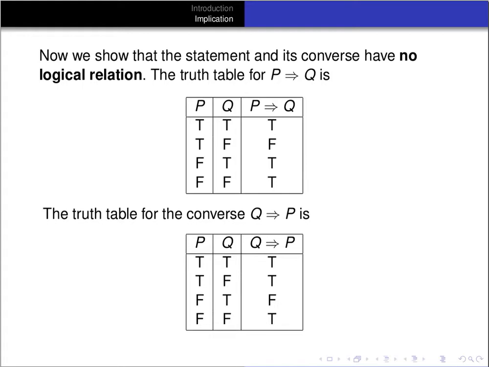But you can see there, if P is true and Q is false, the statement is false, but the converse is true. If P is false and Q is true, the statement P implies Q is true, but the converse, Q implies P, is false. Okay, so we would say that those have no logical relation. You don't know if the original statement is true, you don't know if the converse is true.